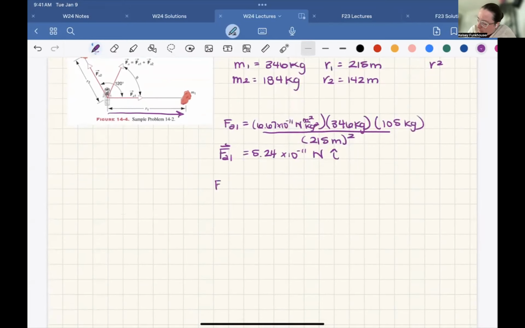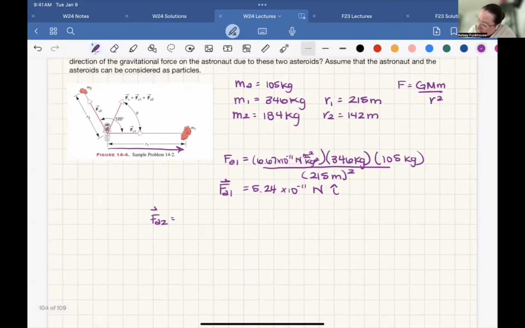Then we'll do, maybe I'll give myself a little more room actually, the force on the astronaut from mass 2, again 6.67 times 10 to the negative 11. And this is why, if you're going to be an astronomer, you will have it memorized, because you're going to use it a lot.